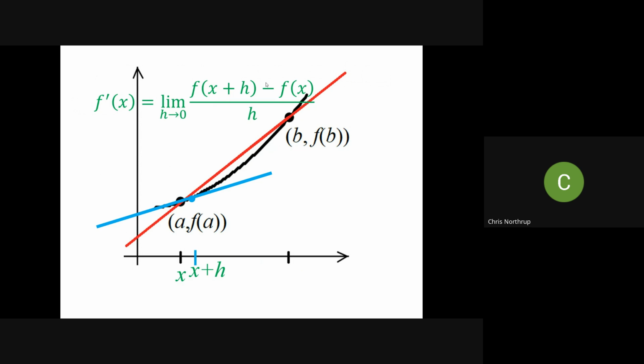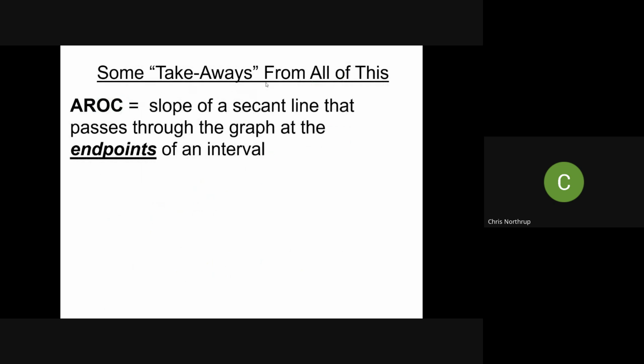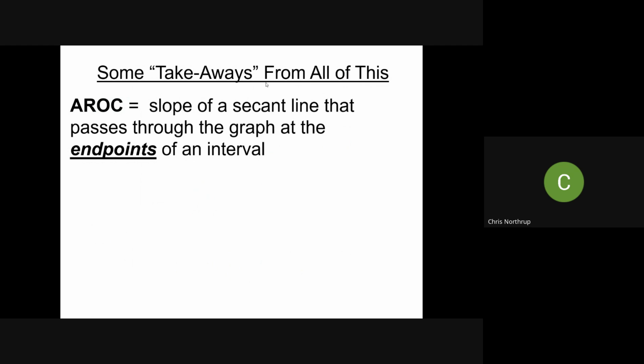So what are some takeaways? So f prime, it's a notation, as I mentioned, we'll talk about in class. Okay, so what are some takeaways? Well, AROC, or average rate of change, that is the slope of a secant line that passes through the graph at the endpoints of an interval. I need to know the interval, and I need to know the function. If I don't have those two things, I cannot find AROC, or average rate of change.